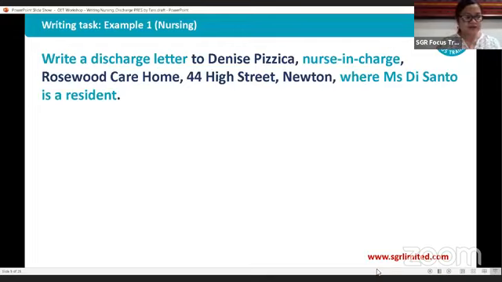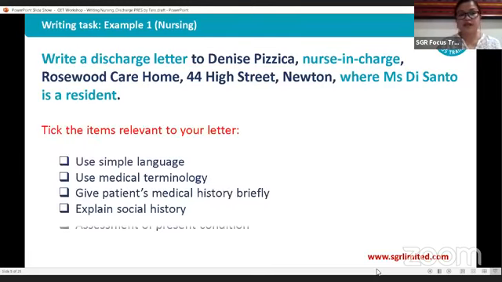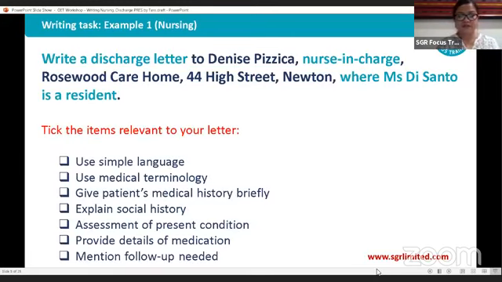So let's have a look at some of the items that we will include in our letter for this writing task. We're going to take the items relevant to our letter, and there are 7 items here. In this example, a discharge letter to the nurse in charge at the Rosewood Care Home, where Ms. DeSanto is a resident, the person you're writing to is a nurse in charge. So you can use medical terms to describe Ms. DeSanto's condition, but try to paraphrase technical surgical terms.